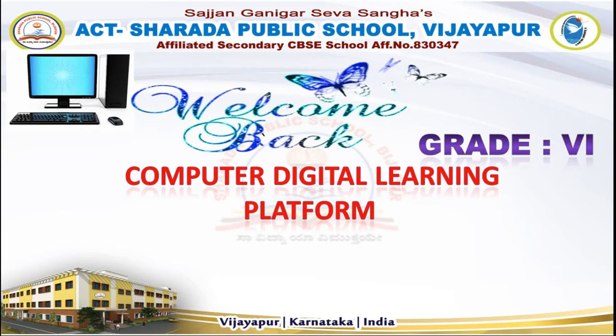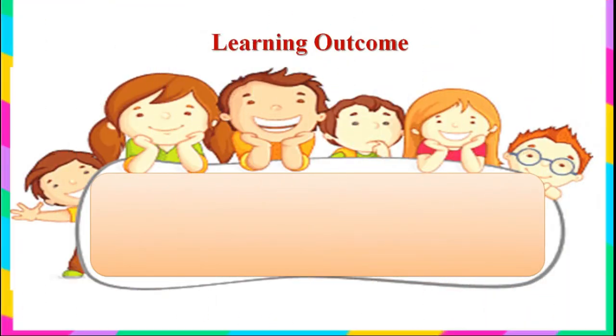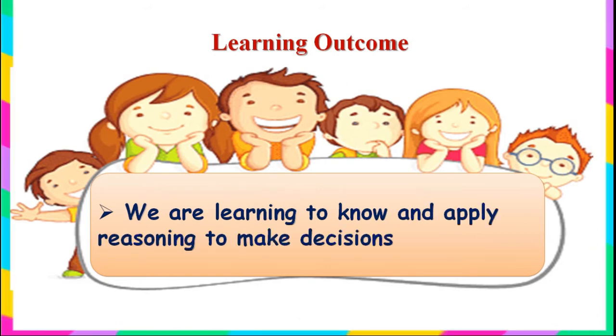Children, today I am going to continue with chapter number 1, Computational Thinking. I am going to discuss the topic Applying Reasoning to Make Decisions. Let's understand the learning outcome of today's class. We are learning to know and apply reasoning to make decisions.